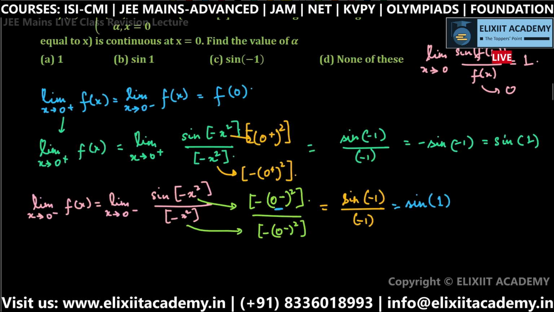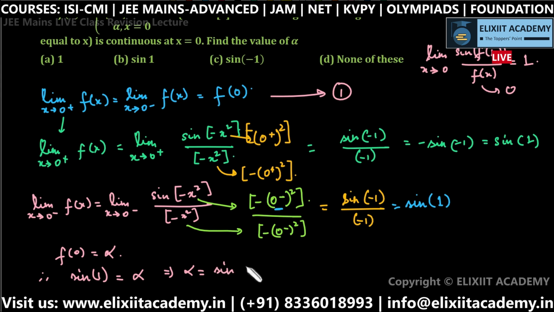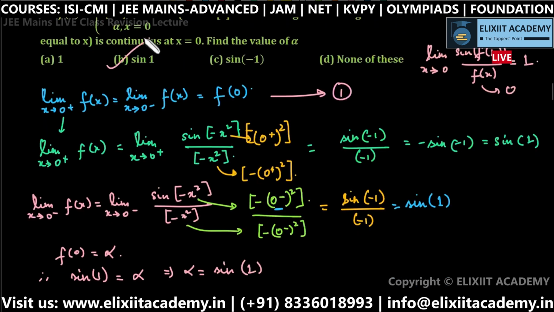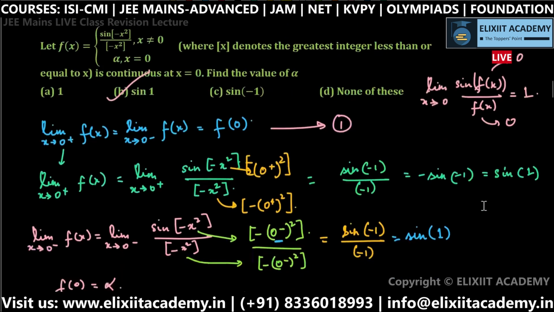Now we can simply find out the value of alpha. You know that it is equal to the function value. What is f of 0 in this case? F of 0 is alpha. So by this definition, equation number 1, we have sine 1 is equal to alpha. This means alpha is equal to sine 1. So in this case, B is the correct option.